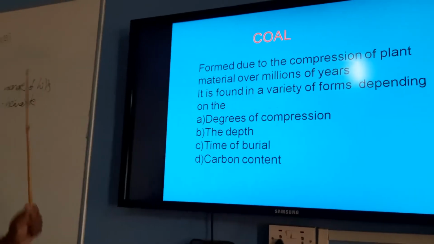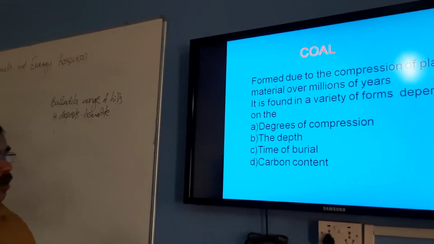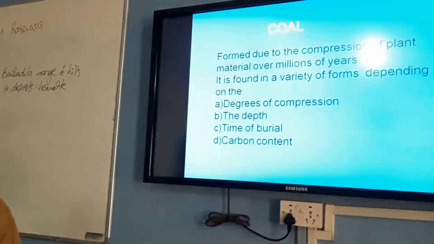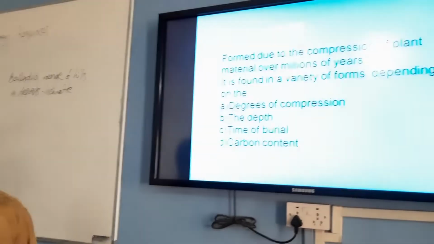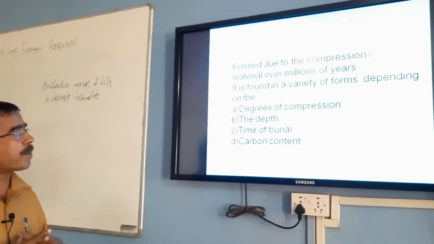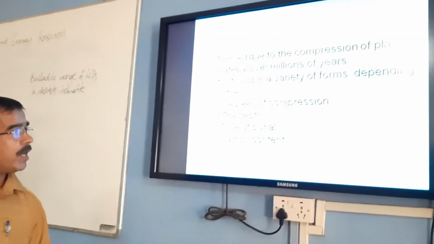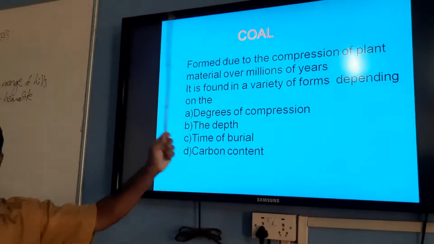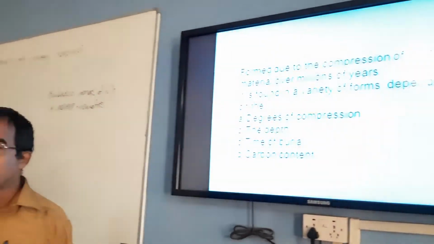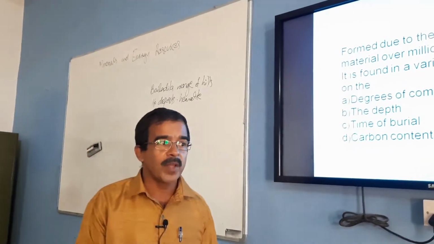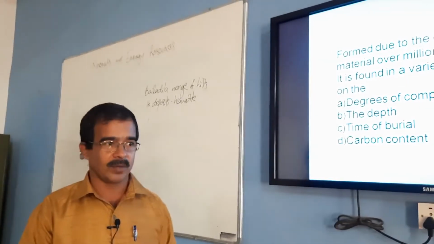Okay, coal. All these sources are called fossil fuels. You might have studied about the formation of coal. It is formed due to the compression of plant material over millions of years. That means millions of years will be taken for the formation of a small piece of coal.